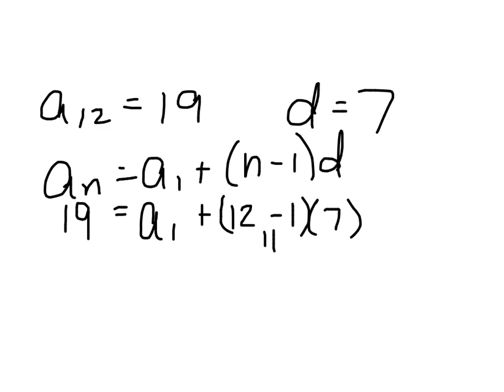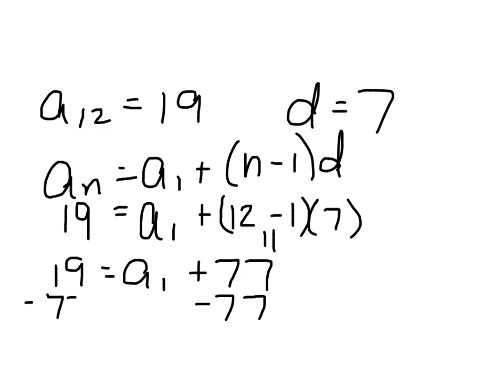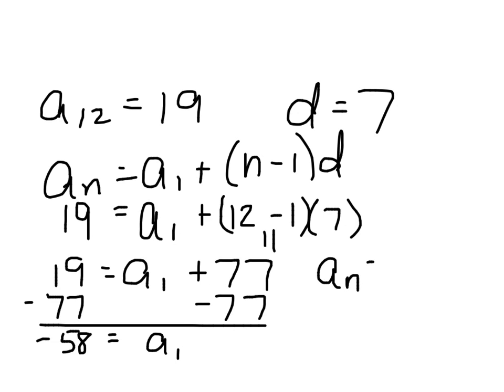What's 11 times 7? Now what? Subtract 77 from both sides. What's 19 minus 77? Negative 58. So as far as the rule goes, a sub n equals negative 58 for the a1, plus n minus 1 times the d, which was 7.